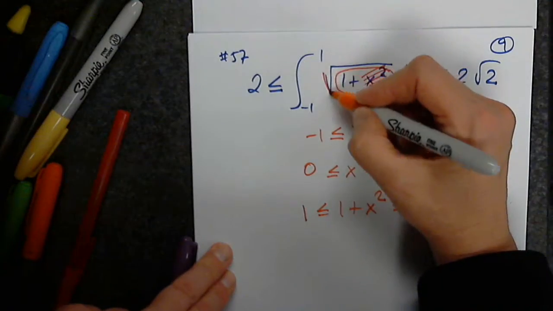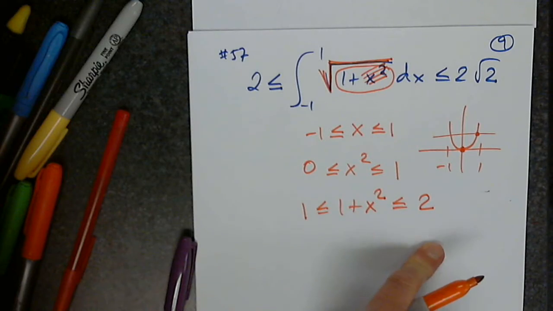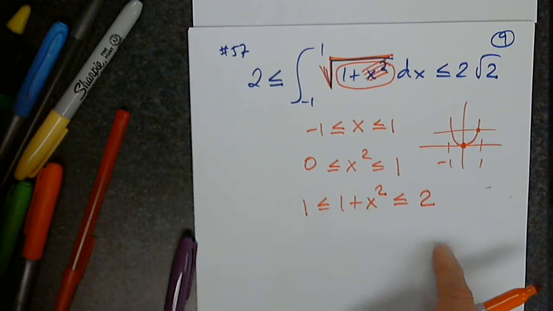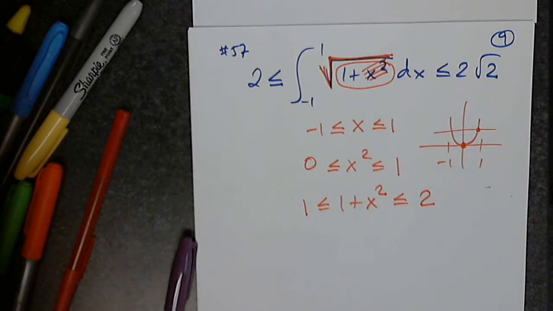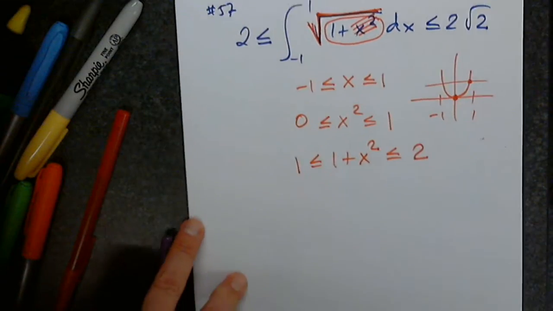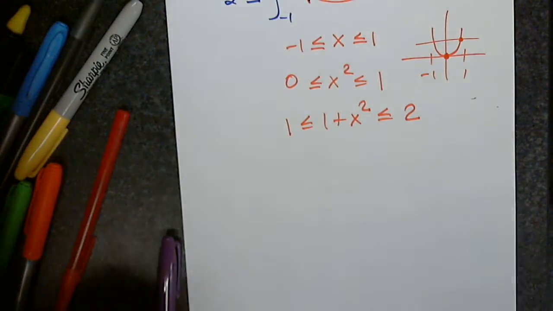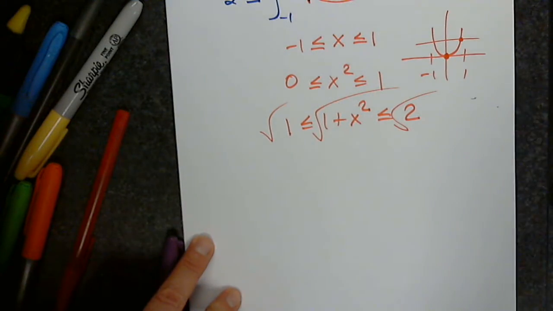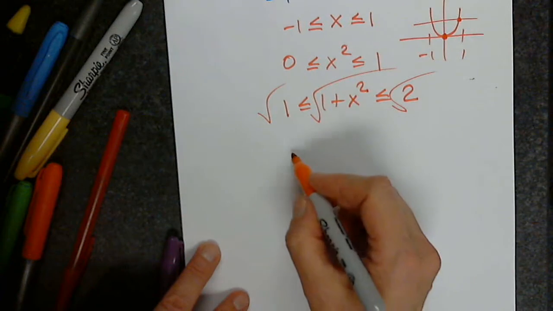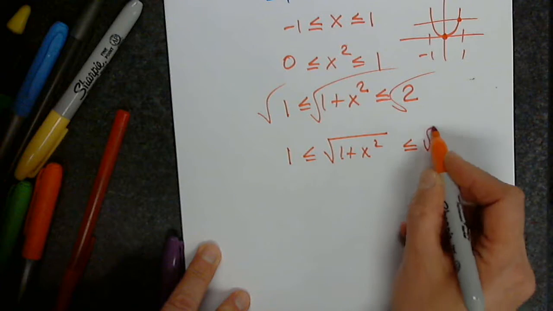But now I want to create this. Since all three sides are positive, how do I create this in the middle? Well, I cannot just create it in the middle. I have to take the square root of all three sides. And that will be okay, because the function is increasing. So the square root of this, the square root of this, and the square root of this. So 1 is less than or equal to the square root of 1 plus x squared, less than or equal to the square root of 2.